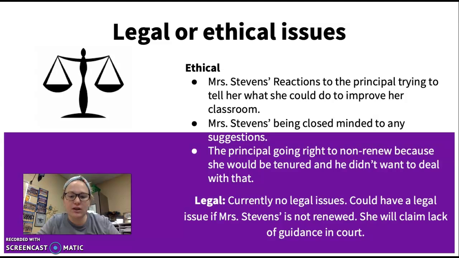The principal is also going right to non-renewal because he knows if he renews her contract this year, she will be up for tenure and then he will be stuck with her, and he does not want to deal with that. Legal, currently there are no legal issues, but if he goes on with not renewing Mrs. Stevens' contract, she will go to court and claim lack of guidance.